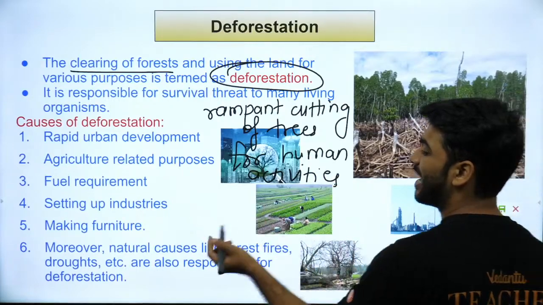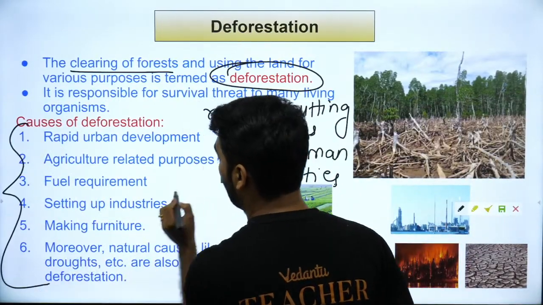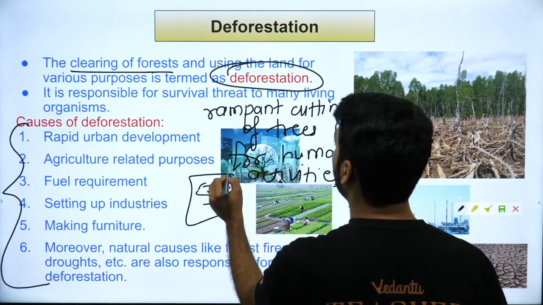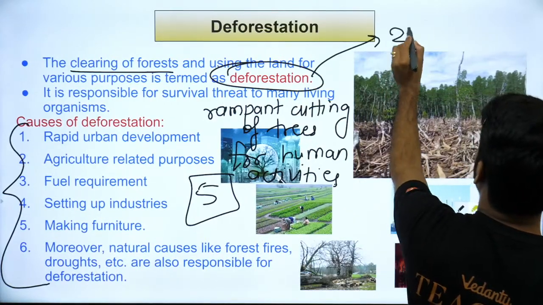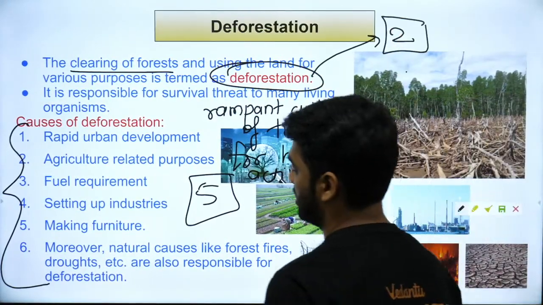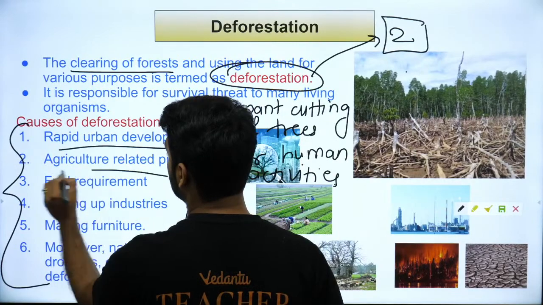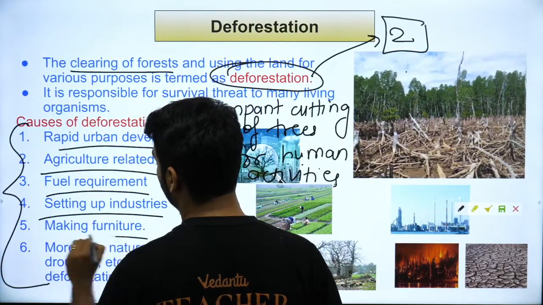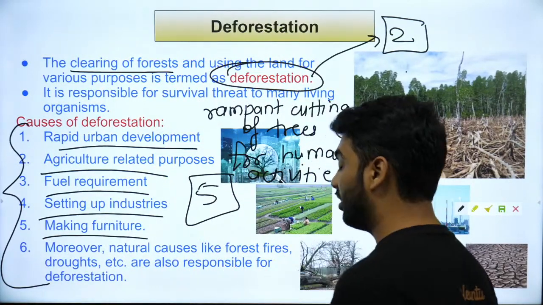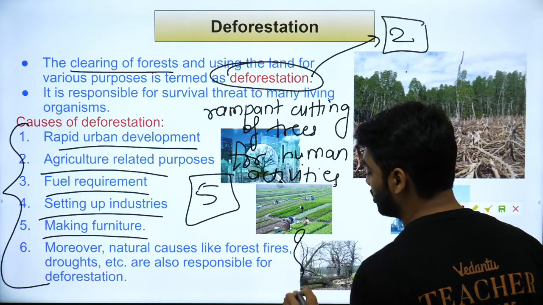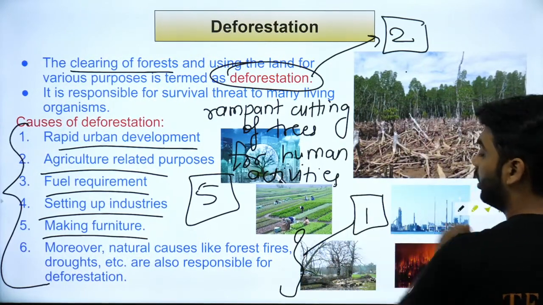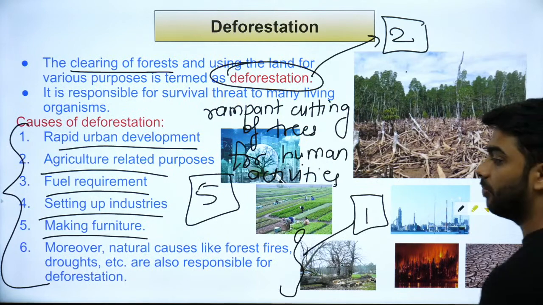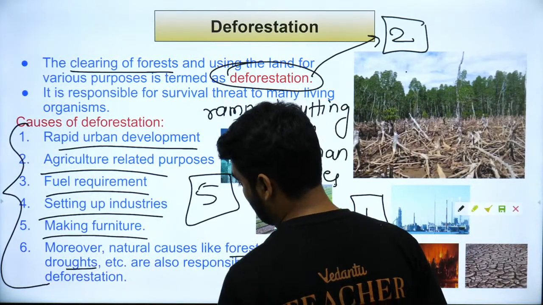These human activities, at least remember 5. At least 5 is very important. 100% guaranteed question: what is deforestation, for 2 marks. Urbanization, agriculture, fuel, industry, furniture. And then what are the natural causes of deforestation? This can also come for 1 mark. Natural causes of deforestation can be forest fire and droughts.